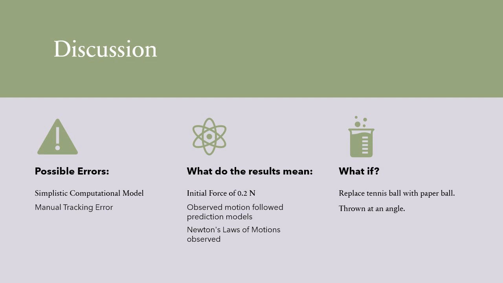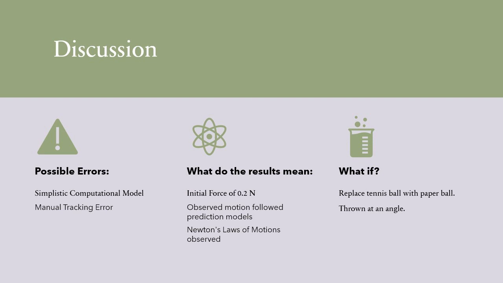Firstly, what would happen if the tennis ball was replaced with a paper ball? Since a paper ball would experience a lot more force of drag compared to a tennis ball, we would assume there would be a much bigger difference in the observed versus predicted data, and perhaps the force of drag would have to be considered for the predicted data to be even close to accurate.